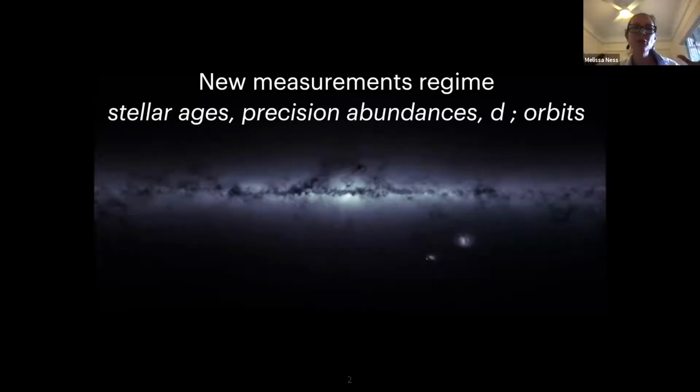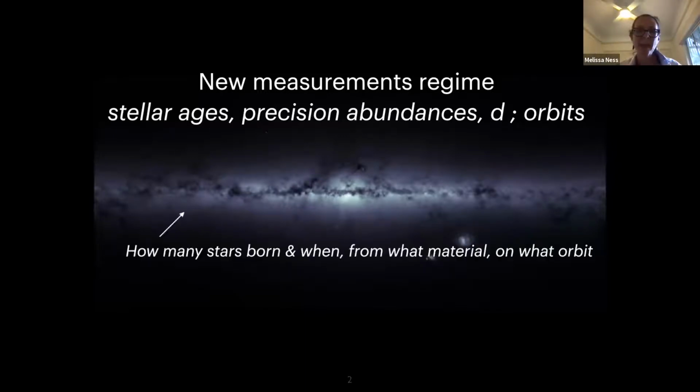Okay, so we're in this new measurements regime. In astronomy, we have all of these stellar ages and precision abundances and distances to our stars, and we're inferring orbits. And we can start to really answer the big questions about galaxy formation, like how many stars were born in the Milky Way, and when were they born? From what material were they born, and on what orbits are they currently residing?